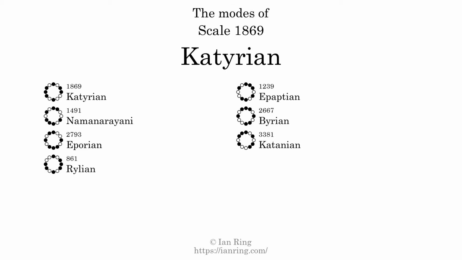The seventh and last mode is scale 3381, also known as Katyrian. It sounds like this.